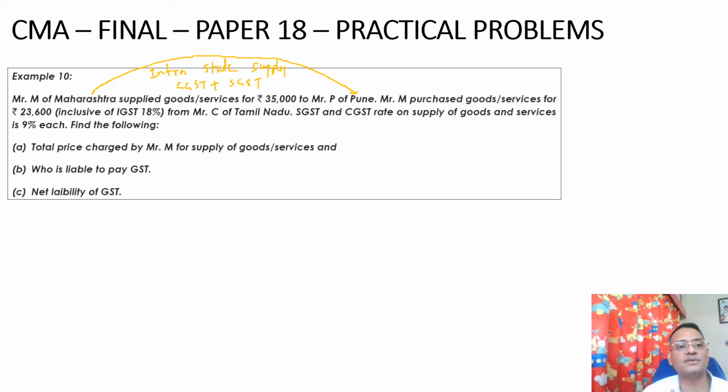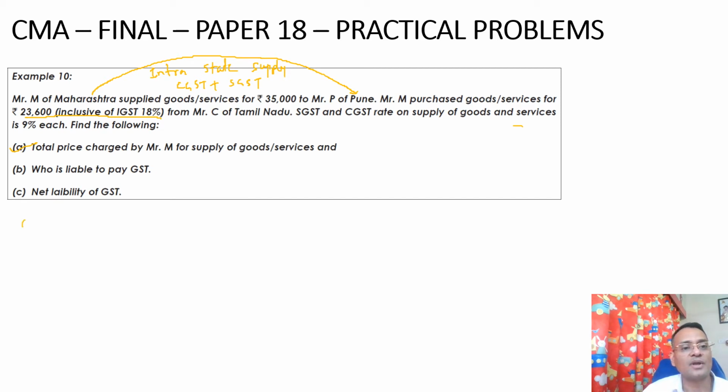Mr. M purchased goods/services for rupees 23,600 inclusive of IGST at the rate 18%. Means 23,600 rupees is inclusive of 18% IGST. Why IGST? Because he purchased the material from Mr. C of Tamil Nadu. Since he purchased from interstate, that is why IGST was charged. SGST and CGST rate on supply of goods and services is 9% each. Find the following. Number A, total price charged by Mr. M for supply of goods and/or services.